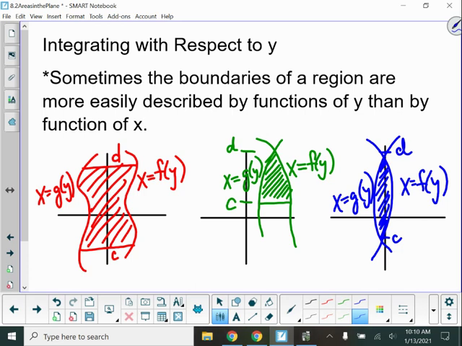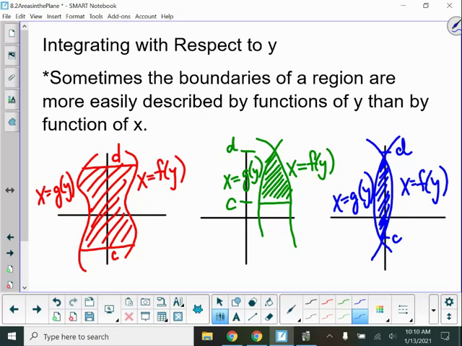This is your part 2 video for 8.2 areas in the plane. In part 1, we looked at integrating with respect to x, where we were looking at our left and our right bounds, as far as what x value to what x value. But there are many cases where it's easier to integrate with respect to y rather than with respect to x.